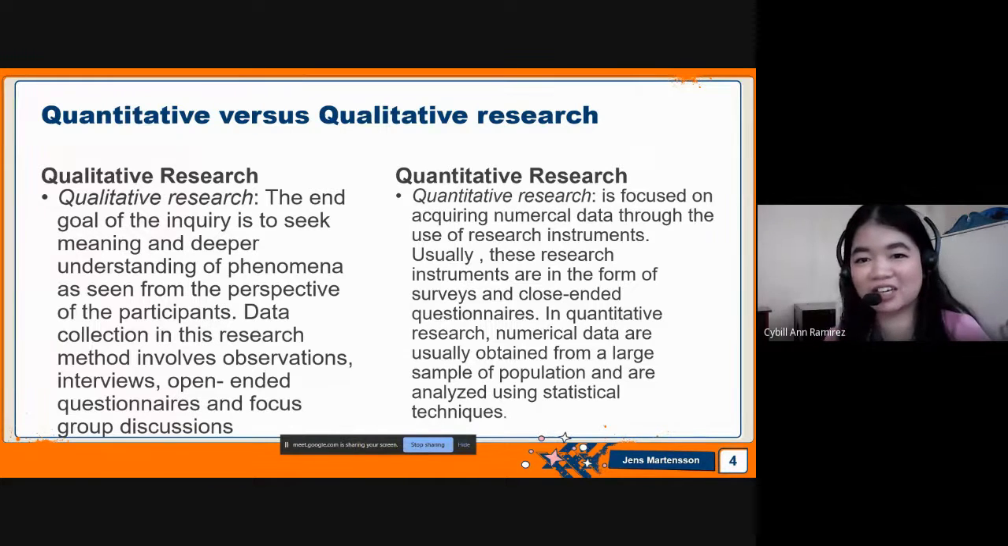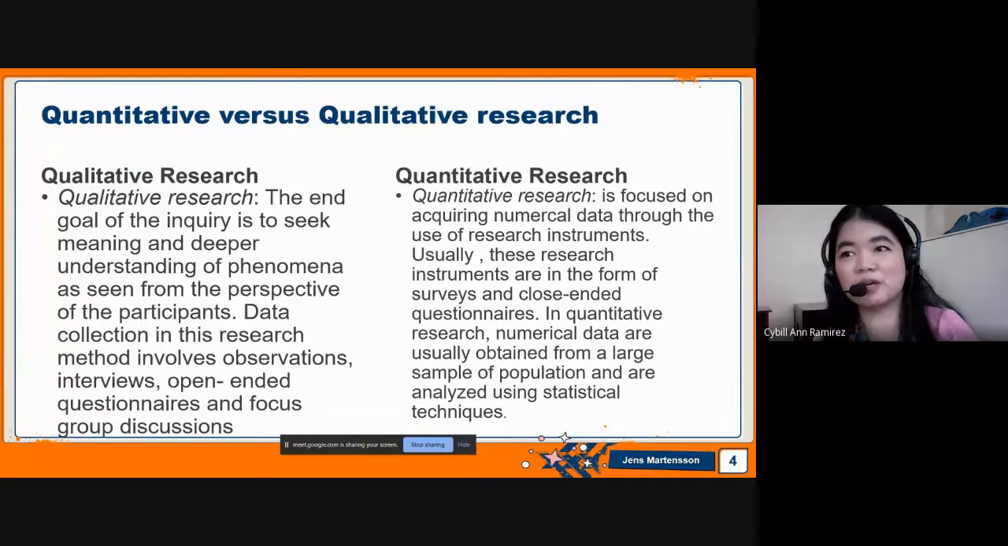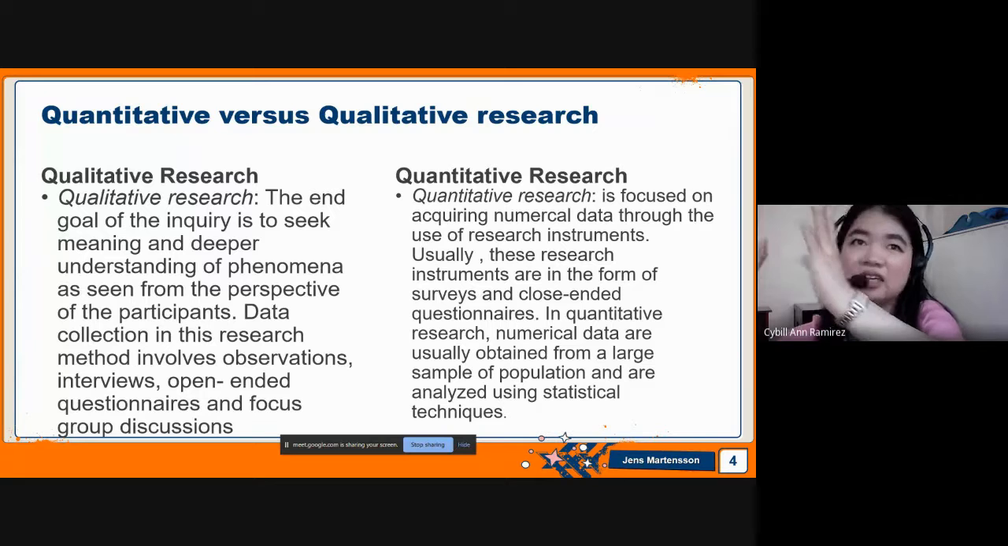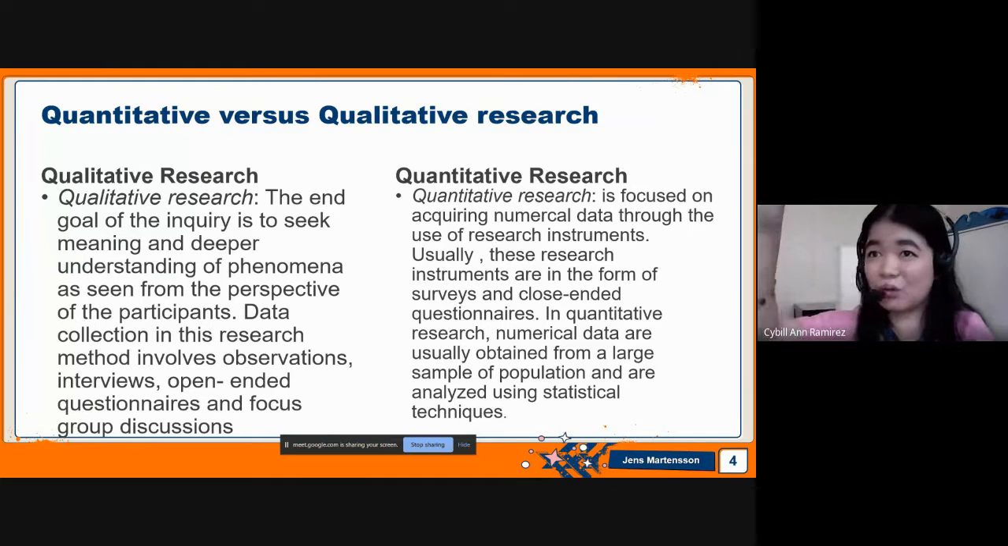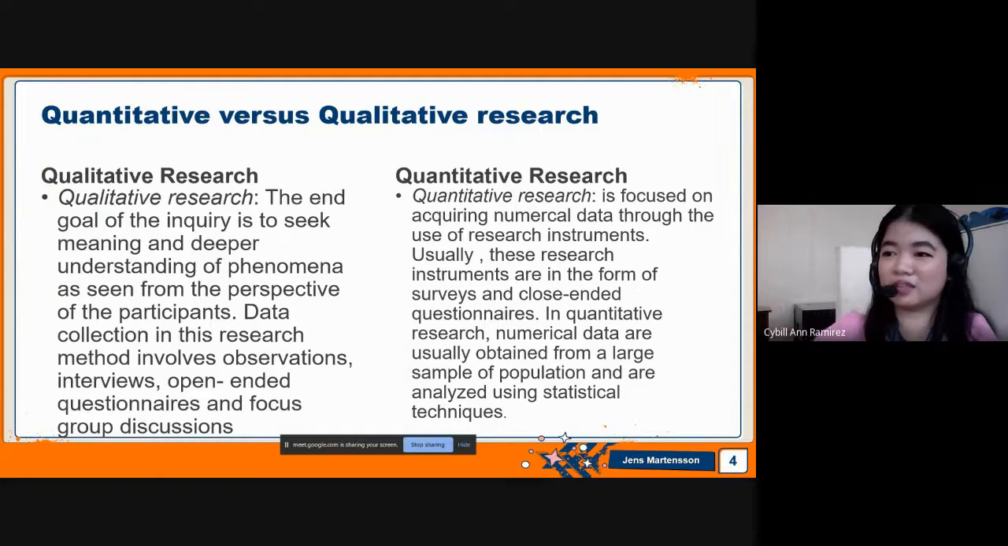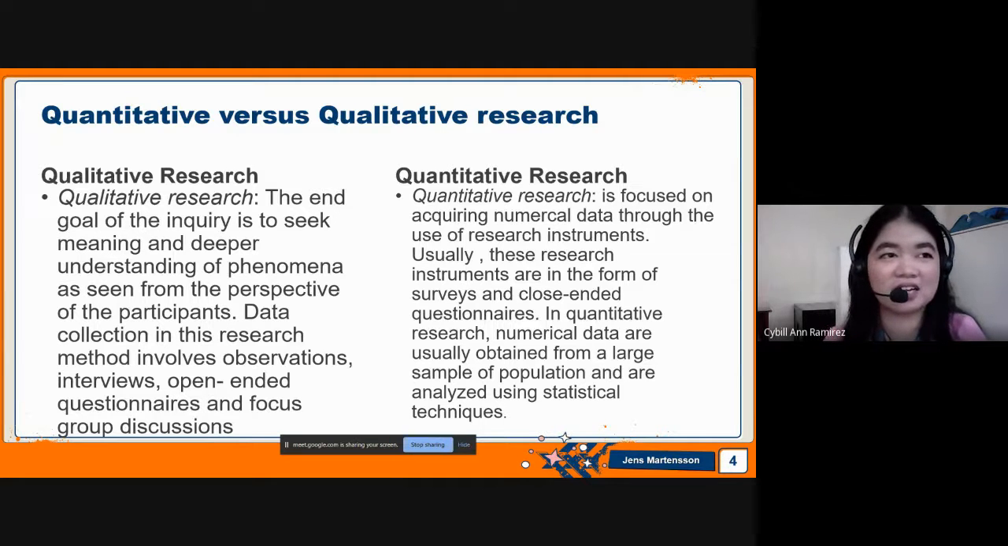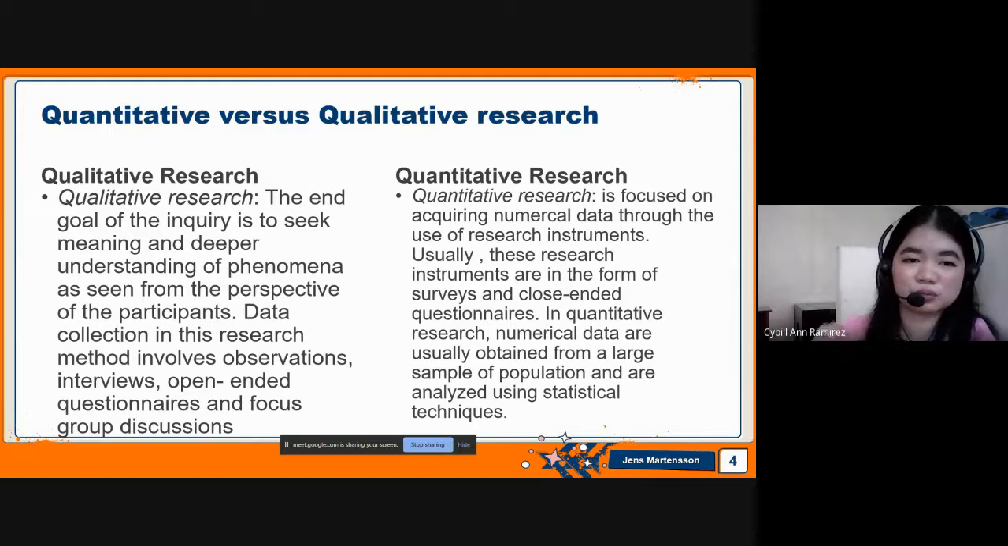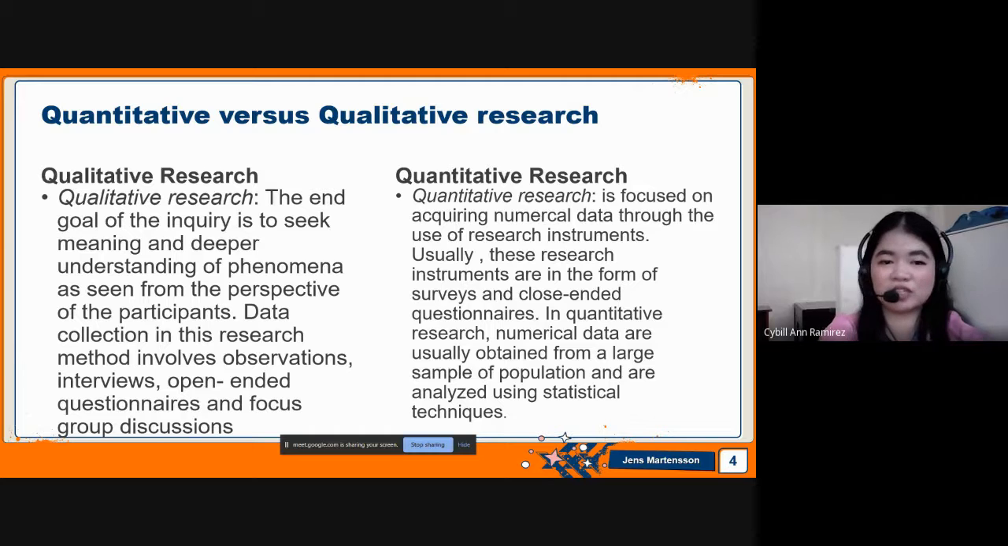So you cannot actually give a different answer on a quantitative research questionnaire, because they can only choose from the options written in your questions. They cannot answer something that is not in the options. Unlike in qualitative, which is open-ended: please write your perspective on this issue or your comments about this, so they write. What do you think are the challenges of this? They just write it there. That is the difference in qualitative.